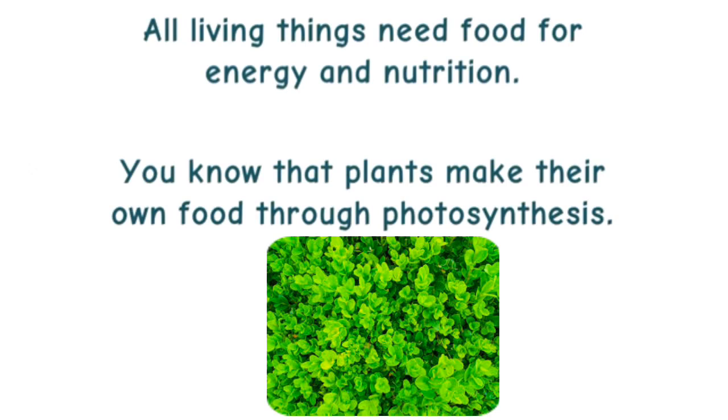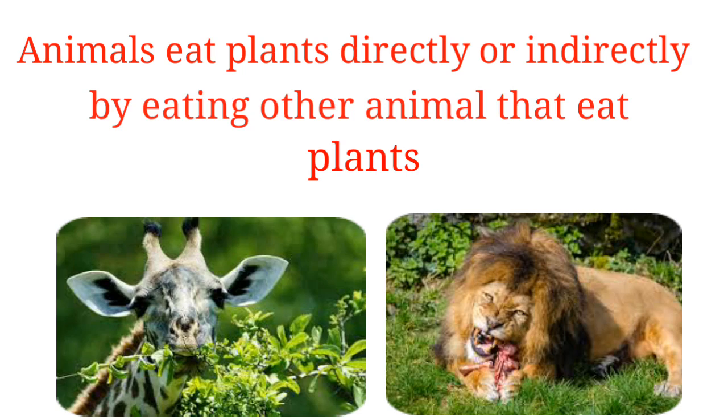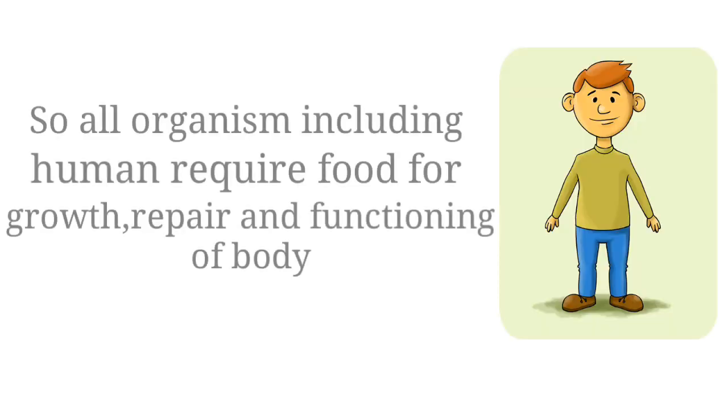You know that plants make their own food through photosynthesis, and green plants make their own food, but animals have to depend on plants for food. Animals eat plants either directly or indirectly by eating other animals that eat plants. So, all organisms, including humans, require food for growth. सभी को ज़रूरत है फूड की. Animals, plants, सभी को ही, human beings.